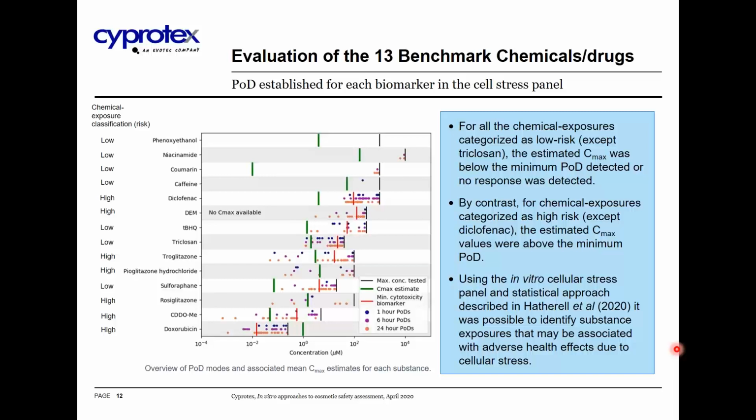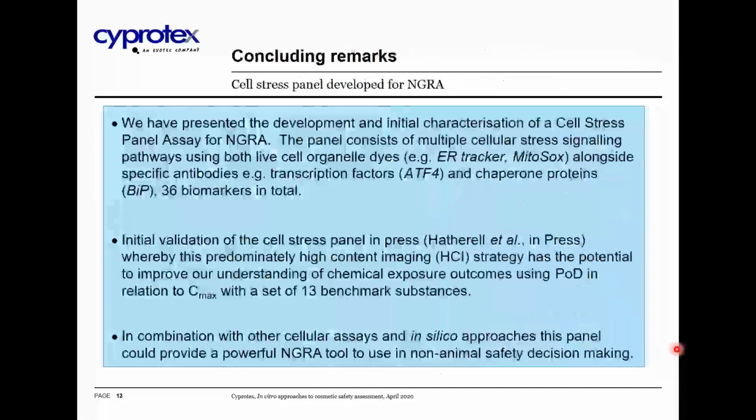So just to finish off the presentation, I've introduced you to the development of a cell stress panel, which we think could form one of the NAMs that could be used in a tiered approach for next generation risk assessment. The panel is made up of 36 different biomarkers. The initial validation is within HepG2s, but many of these biomarkers could be used in a whole range of different cellular models and assessed at different time points.